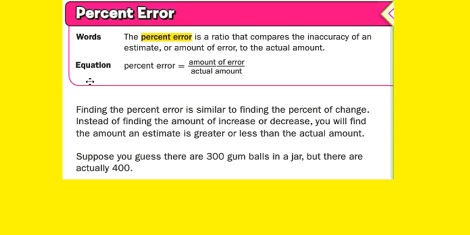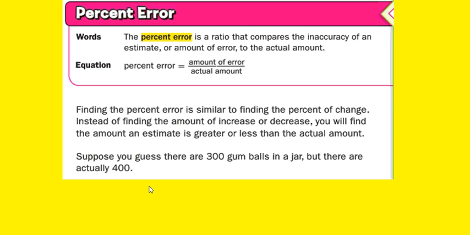Percent error. The percent error is a ratio that compares the inaccuracy of an estimate or amount of error to the actual amount. So you're comparing your estimate or your error over the actual amount. So percent error is amount of error over actual amount. Finding the percent error is similar to finding the percent of change. Instead of the amount of increase or decrease, you're just finding the amount of the estimate if it's greater or less than the actual amount.